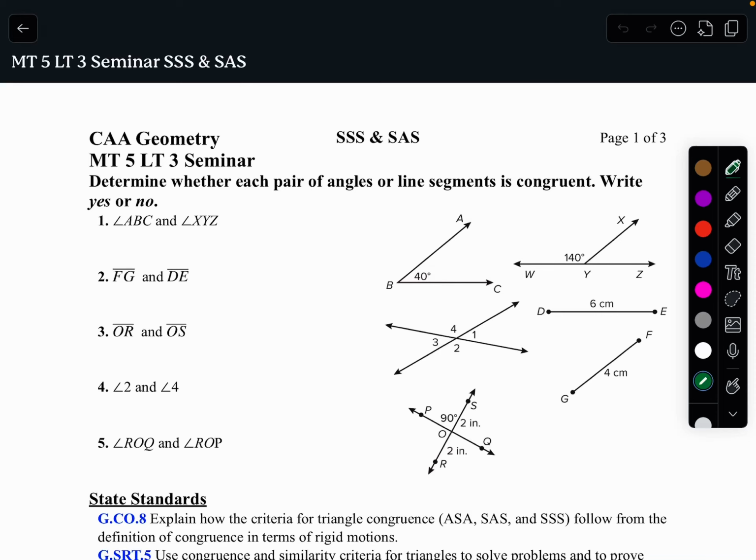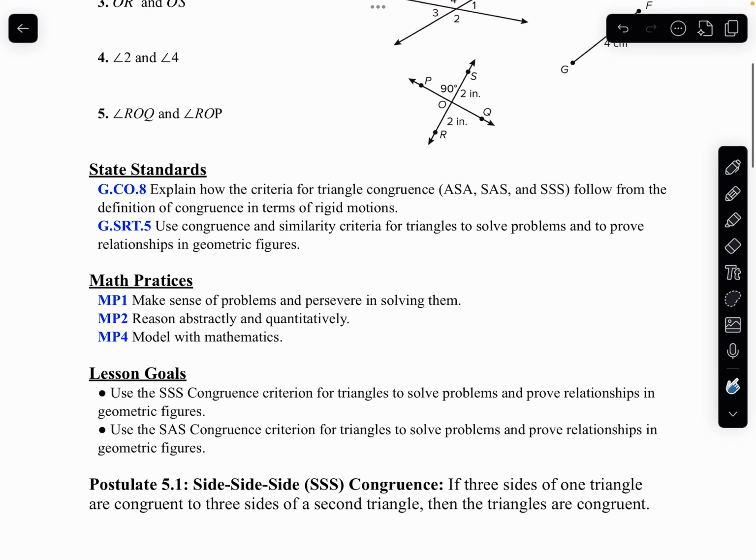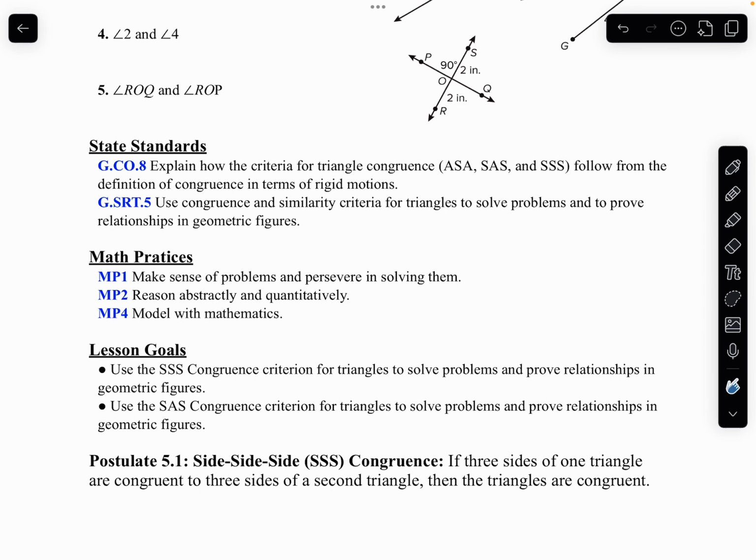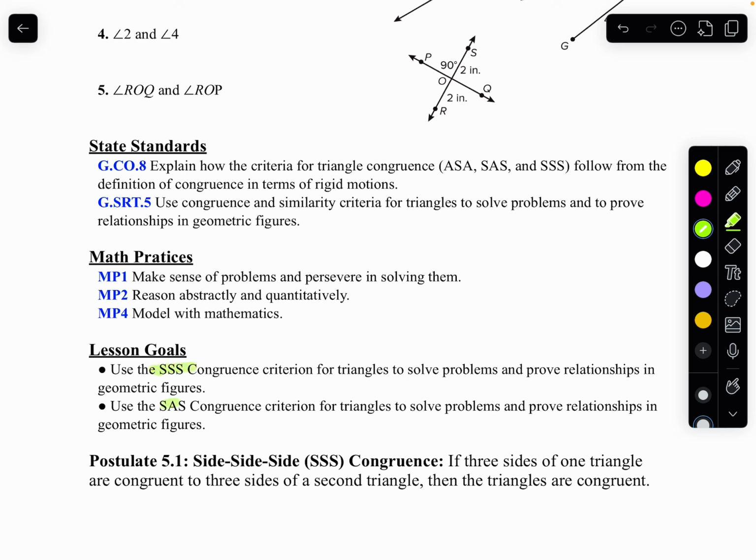Let's review your LT3 seminar, which is labeled SSS and SAS. We'll have to figure out what that is in a second. Do the first 5 questions, then come back for the rest of the seminar. I want you to use SSS to show triangles are congruent, and SAS.